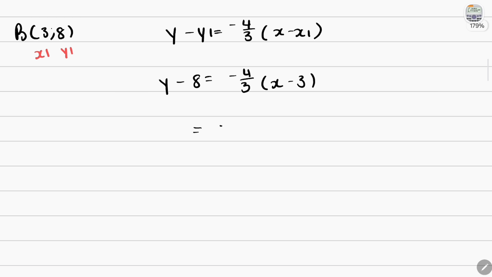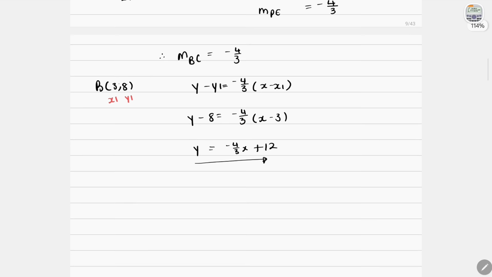And we can simplify. So this is negative 4 over 3x. And that becomes positive. Well, if you have negative 4 over 3, and you're multiplying by negative 3, in the numerator and denominator, you see those cancel. So we just have positive 4 over there. And then if you transpose the 8, it becomes positive 8. So that's 8 plus 4, which is 12. And so y is simply equal to negative 4 over 3x plus 12. And that is our answer.